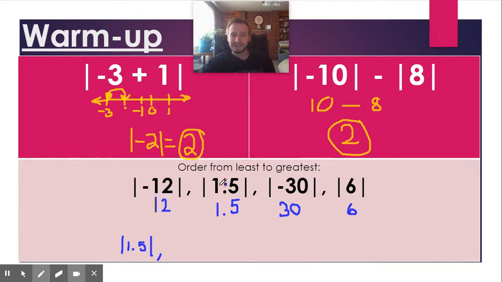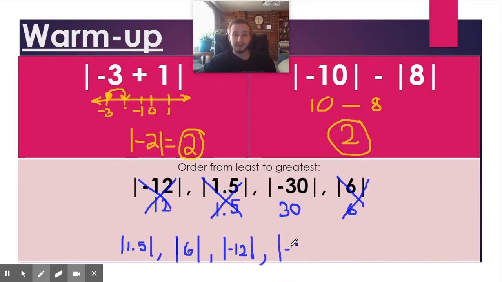Okay, well, what's my next least number now that this one's gone? 6. So the absolute value of 6 would be written next. Sorry, that kind of looks like 16. The absolute value of 6 is next. So that one's gone. Now, all that's left is this 12 and this 30. So the next least number would be 12. So I would write down the absolute value of negative 12, which means the greatest value here would be this 30. So my answer is negative 30.